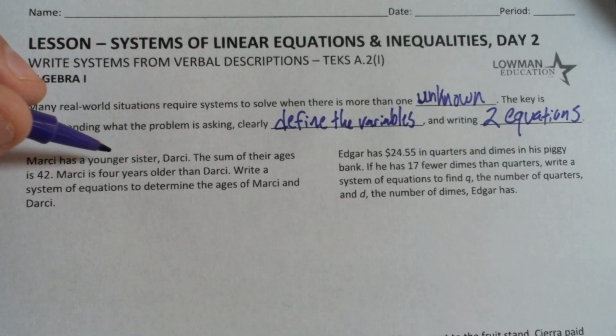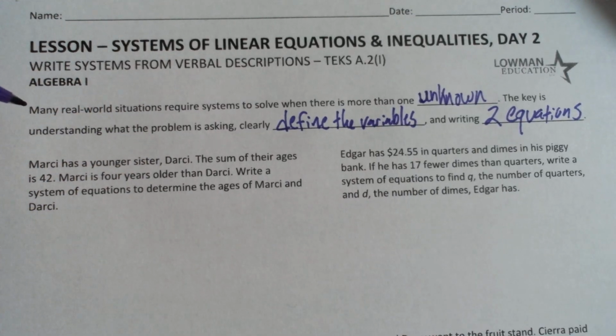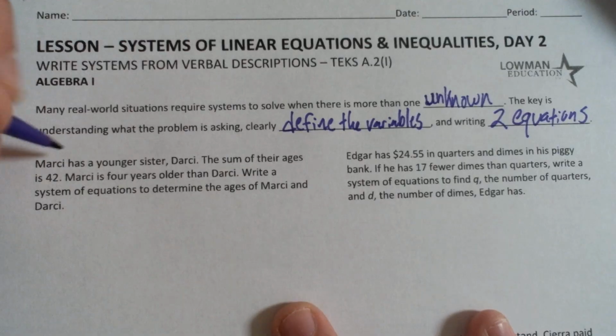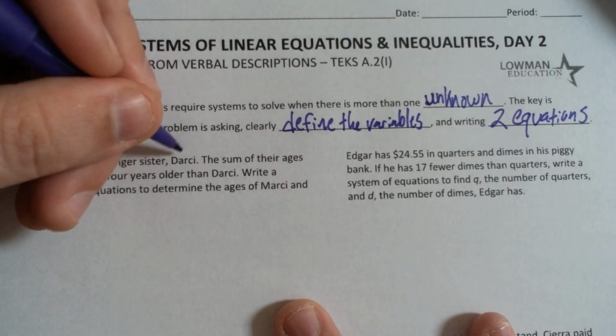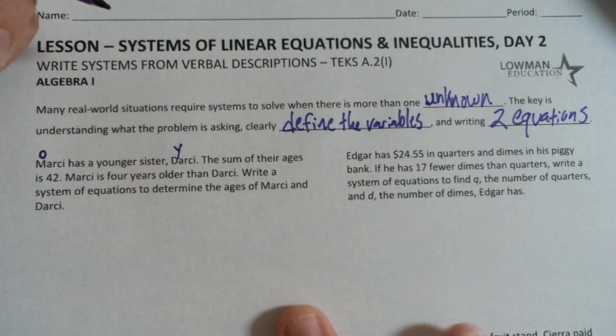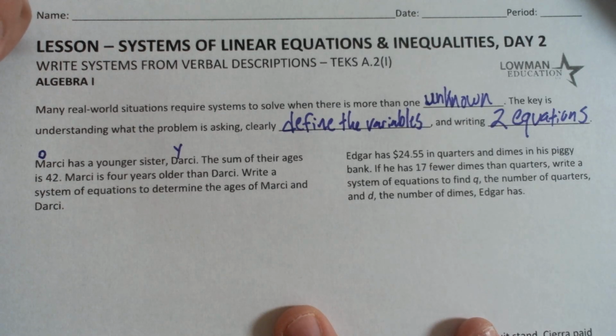Marcy has a younger sister, Darcy. And so my thing that I'm going to do there is I'm going to put an O there for older and a Y there for younger, just so I remember Marcy's older, Darcy's younger. The sum of their ages is 42. Marcy is 4 years older than Darcy. Write a system of equations to determine their ages, the ages of Marcy and Darcy.